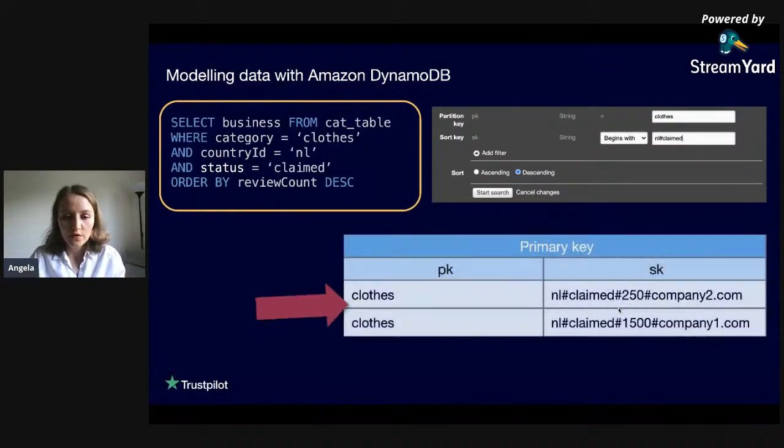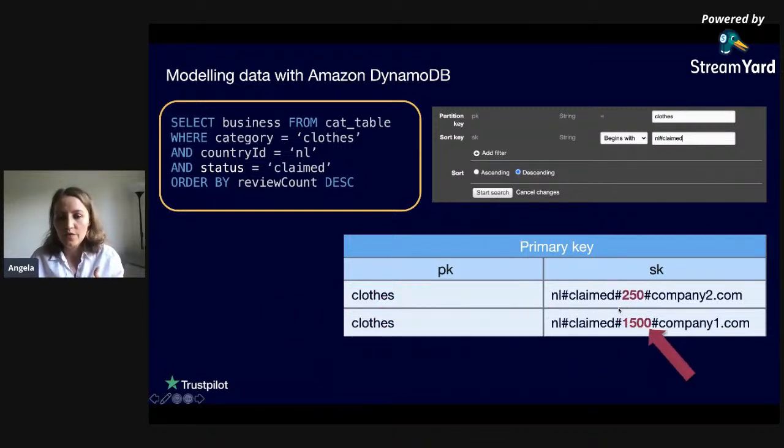So the results that we'll get are these ones, where our partition key is closed. That's what we're looking for. And then our sort key begins with NL and claimed. But one thing that you will notice here is that the order is actually not correct. We've actually got company 2, which has 250 reviews, before company 1, which has a higher number of reviews.